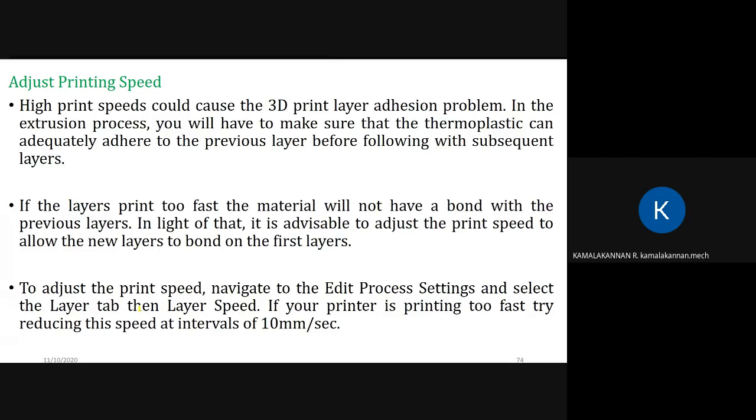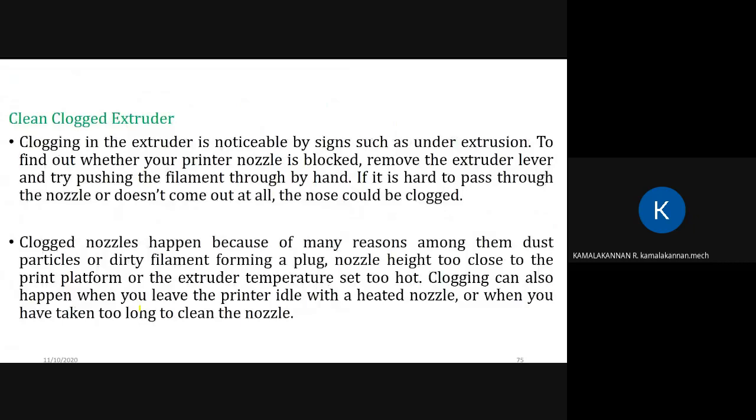Okay. Clean the clogged extruder. Yes, we cannot use a clogged extruder. Before starting our print, we have to do a sample print, and you have to check whether there is a proper flow rate or not. If there is a clog, you have to remove it. And not only clogs, there might be a chance of dust mites sticking there. It will create friction, and it will lead to a damaged extruder. So you have to check and clean thoroughly to have a clean extruder.